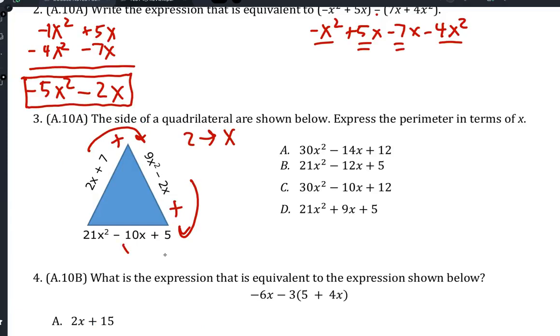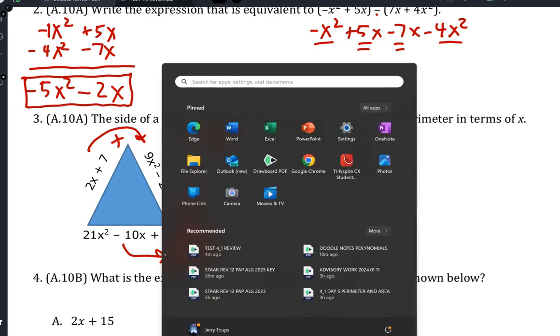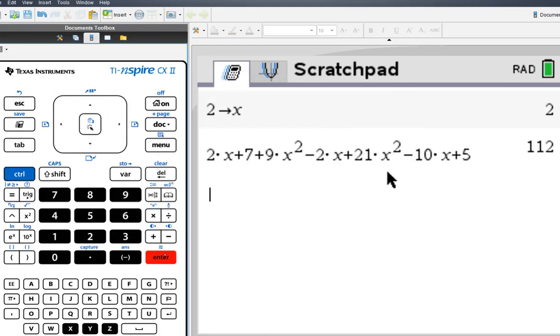If I add all these up, my store is 112. Now that I'm going to type in all of these, one of these is going to equal 112, and that's going to be the answer. So let's just do A. So A is 30x squared minus 14x plus 12. Hit enter, and I get 104.